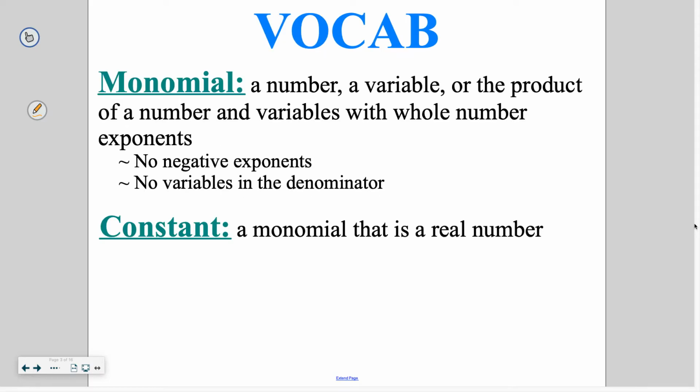Before we get into the definition of polynomial, we're going to start by just looking at a monomial. So a monomial is a number, so we could say 5, or a variable, we'll say y, or the product of a number and variables. Let's say 7abc to the third power. And those variables have to have a whole number exponent.